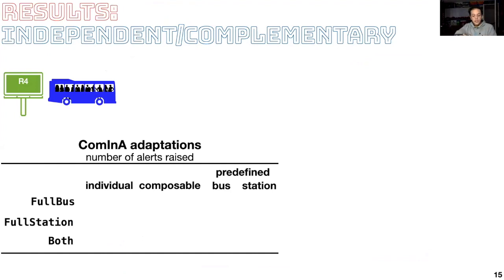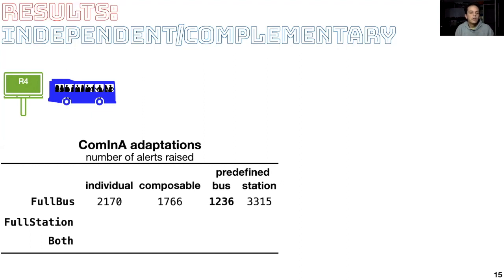So to evaluate ComINA, we take into account the effectiveness of our technique in solving the alerts raised by the system, and also the effect of these combinations of adaptations in the execution of the system, which we measure taking into account the average delay time of passengers in reaching their destination. So going back to the two situations that we described at the beginning of this presentation, we first take into account the combination of the full station and full bus adaptations and observe how many alerts are raised when we take into account one over the other.